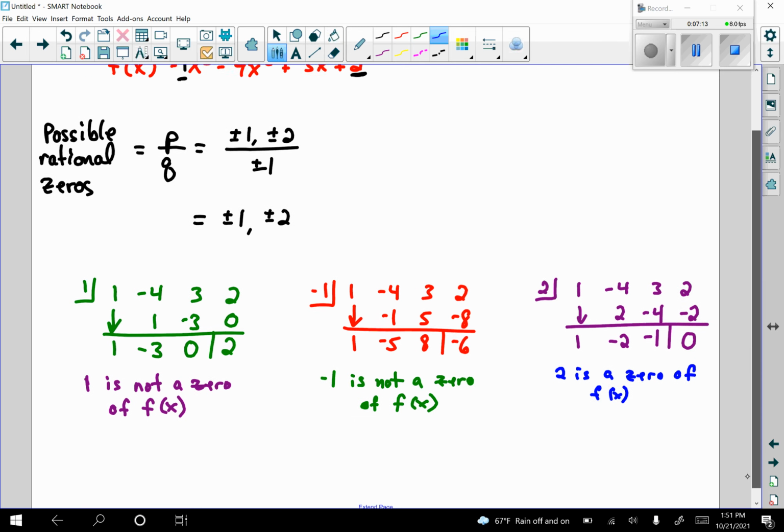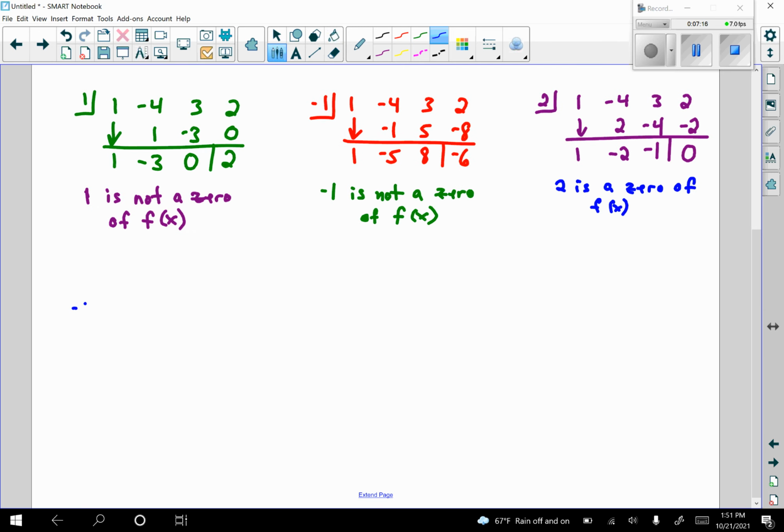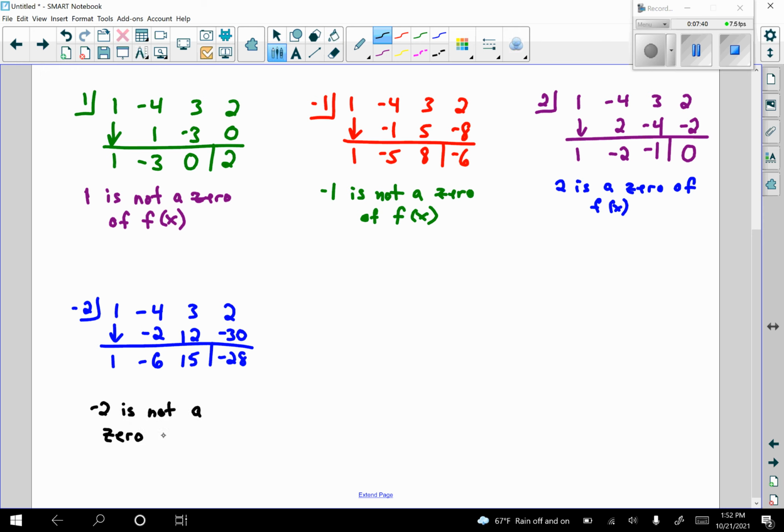We do have to try the last one. We'll do a -2. So here we'll get a -2. They'll give us a -6, 12. We'll get a 15, a -30, -28. That's not a 0. So the only value that is a 0 of f of x is 2.